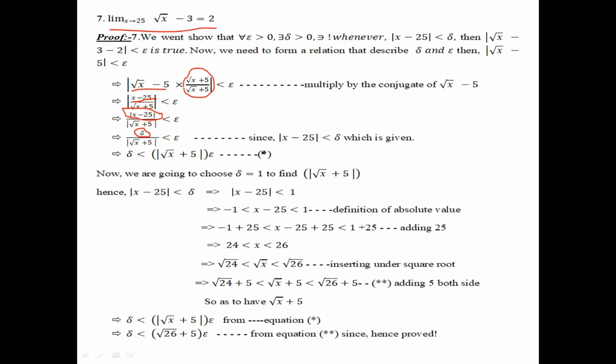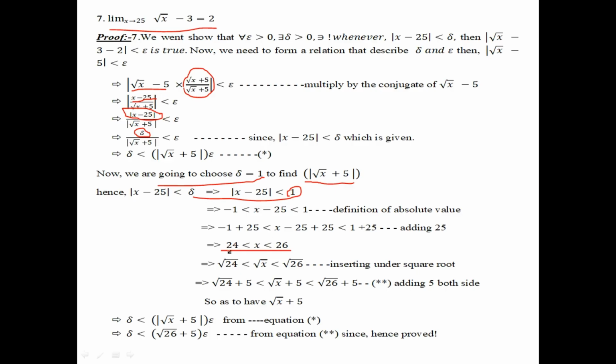Likewise the above example. So now we are going to choose delta equals 1 to find the value of the absolute value of radical x plus 5. So I have chosen delta equals 1. Rearranging, at the place of delta I have substituted 1, then follow the same ways as the above examples, rearranging, solving for x. Finally, we have this one.